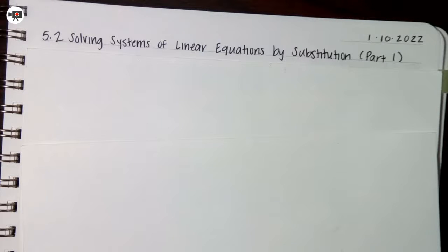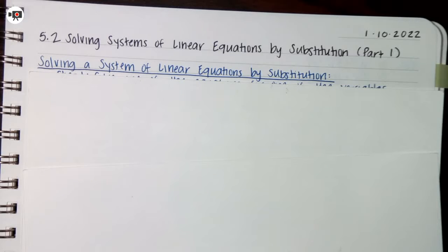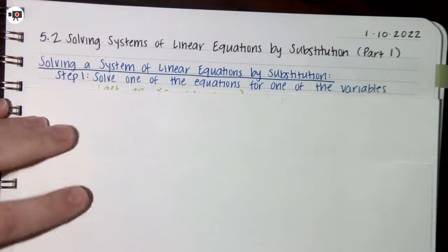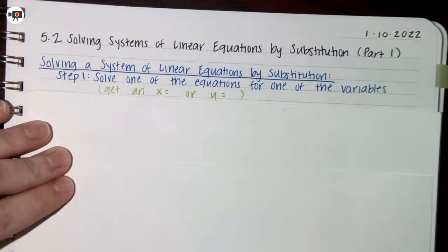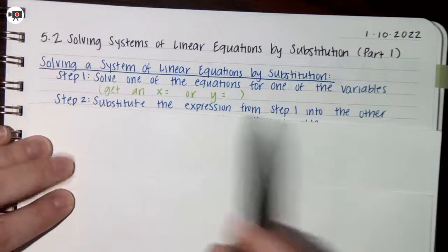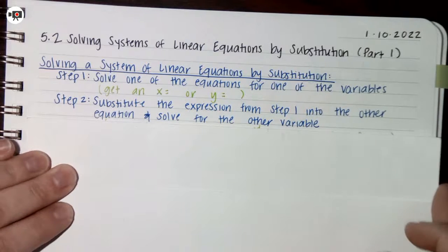This is 5.2, Solving Systems of Linear Equations by Substitution, Part 1. So, to solve a system of linear equations by substitution, there are a few steps to follow. Step 1 is to solve one of the equations for one of the variables. That means you're going to get an x equals or a y equals. So you need to solve one of them for a variable.